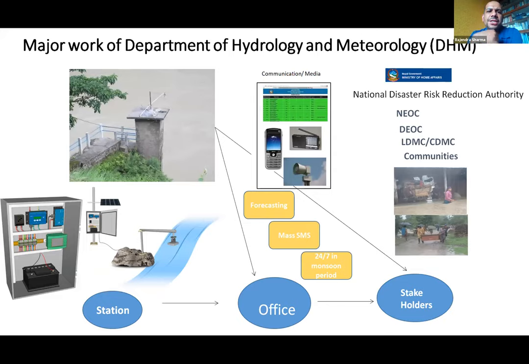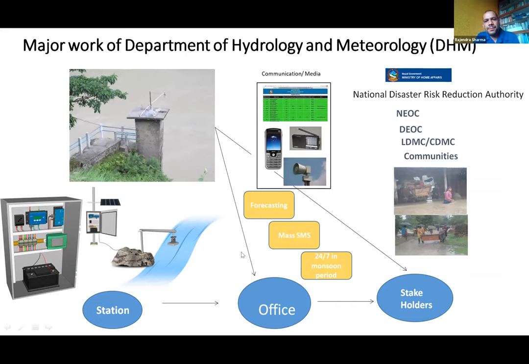So talking about my institution, Department of Hydrology and Meteorology, we work in three tiers, or three places. One is in the station to install the automatic sensors. This is called a radar automatic water level sensor, which has a data logger, communication modules to communicate with the server, and there are batteries and a solar panel for the battery. So we use this system in the station.